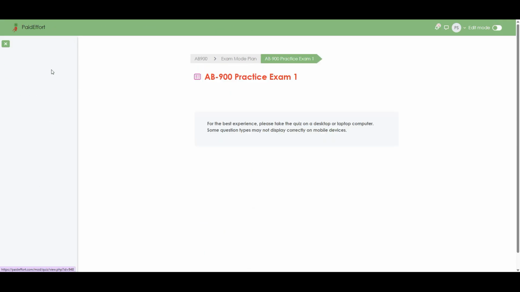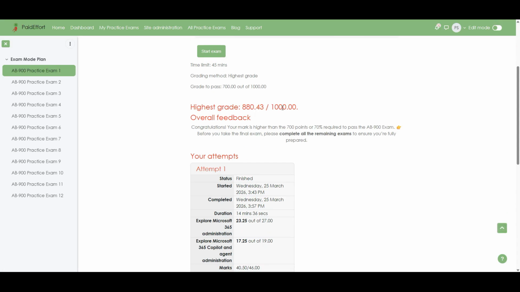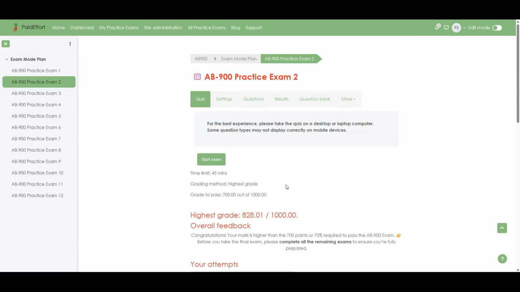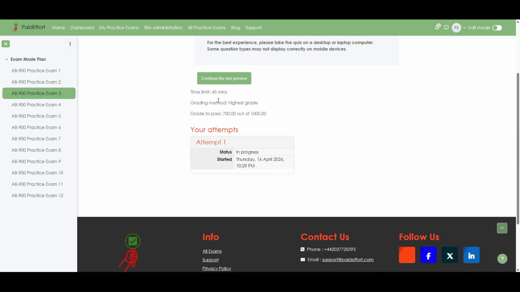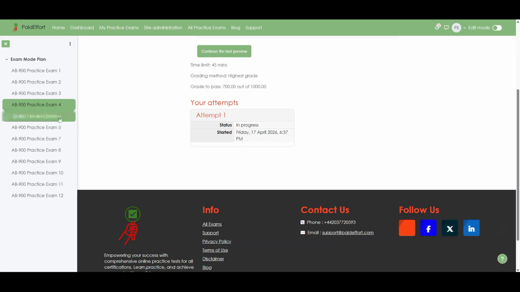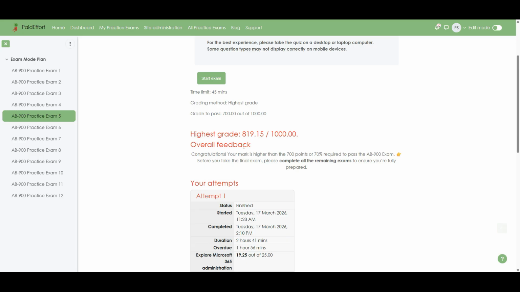For exam one, I had 880 over 1000, which is the exact grade scale that Microsoft uses. You are scored over 1000. In the next one I had 820, similar. The second exam I had 828. This one, I don't know why it says that; I think I started to redo it and left. But I think I didn't get below 800. I was passing. For example, exam 5, I had 819.